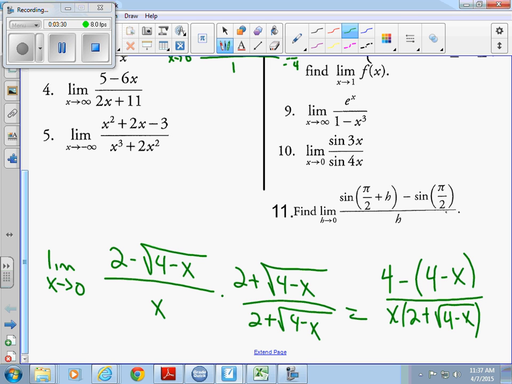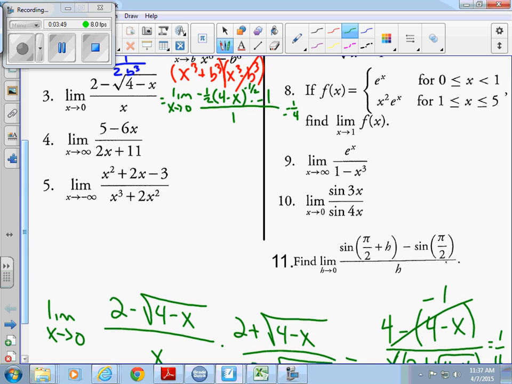The 4's cancel, I get a negative x on top. Those negative x and the x cancel to give me negative 1 on the top. Plug in 0, I get 1/4 again, which I should. Those are the 2 ways to do that.